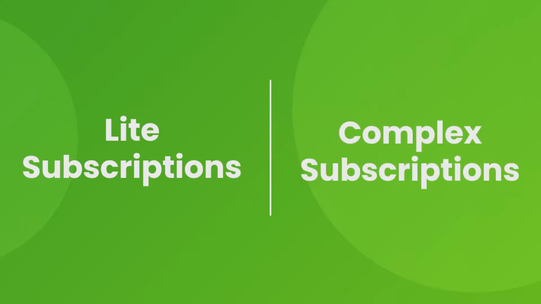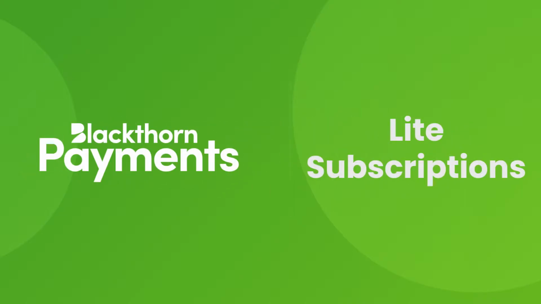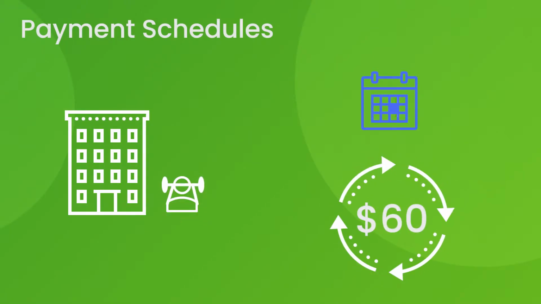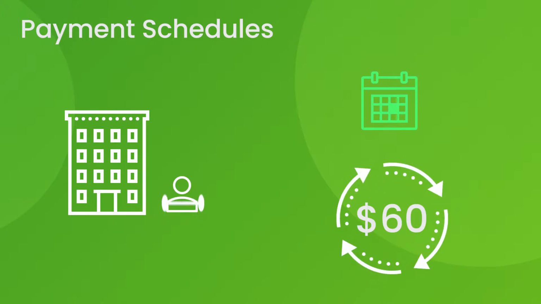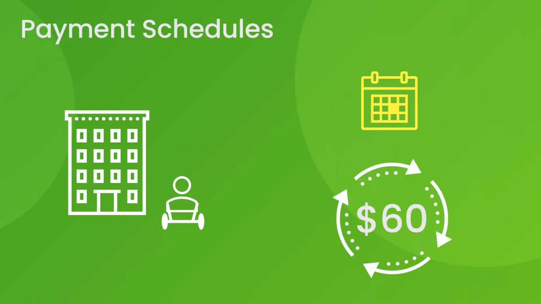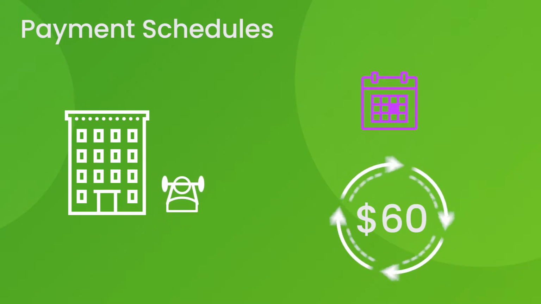We're going to cover 2 ways our customers can use our subscription options: Lite Subscriptions through our payment schedule feature, and complex subscriptions. The first subscription-based payment option is what we call Lite Subscriptions through our payment schedule feature. Payment schedules allow you to create simple recurring payments and donations. Think of this like a gym membership with a recurring $60 monthly payment. Typically, you won't offer any prorations, upgrades, or downgrades. The recurring payment is simply charged on a regular schedule.